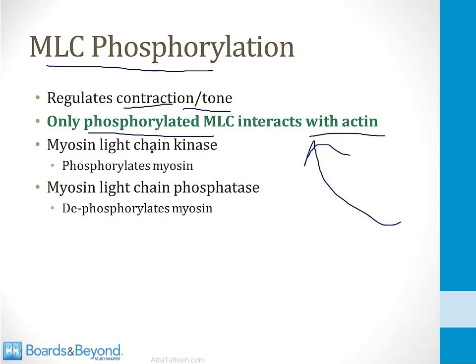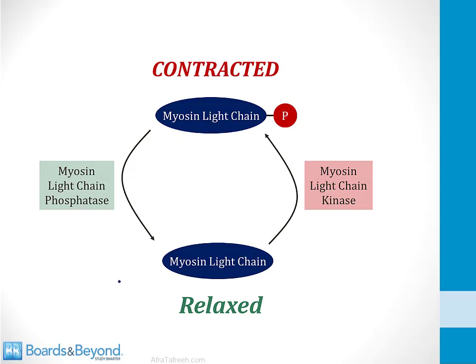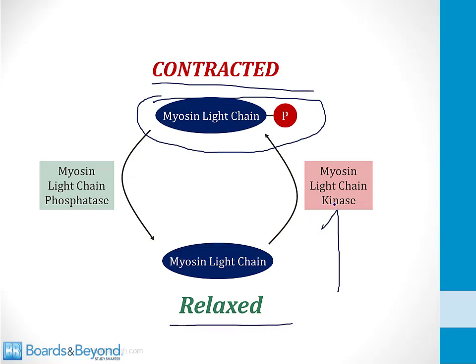There are two enzymes that participate in this process. Myosin light chain kinase phosphorylates myosin, and myosin light chain phosphatase dephosphorylates myosin. And here's a picture just to make this more clear. So myosin light chain, when it's phosphorylated, leads to contraction. When it is dephosphorylated, that leads to relaxation. Myosin light chain kinase will phosphorylate myosin light chain, and myosin light chain phosphatase will dephosphorylate myosin light chain.